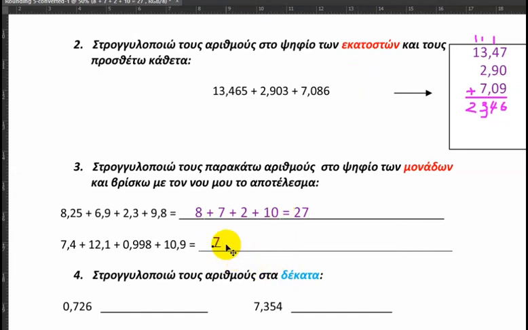Next, we need to do 7.4 plus 12.1 plus 0.998 plus 10.9. 7.4. 7 has a 4 after it, so it stays the same. 12.1. 2 has a 1 after it, so it stays the same. 0.998. 0 has a 9 after it, so it grows by 1. Becomes 1. 10.9. 0 has a 9 after it, so it grows by 1. You get 11. So we have to do 7 plus 12 plus 1 plus 11. So that makes 31.